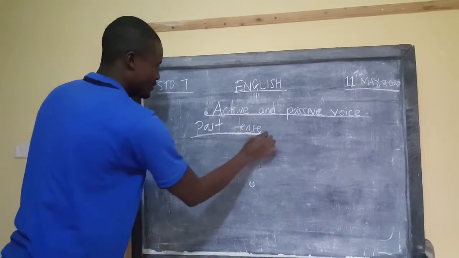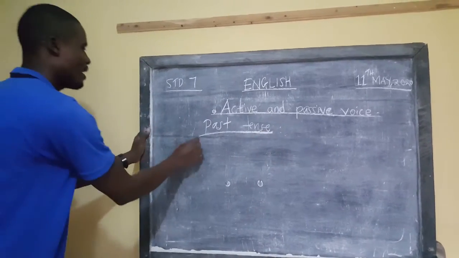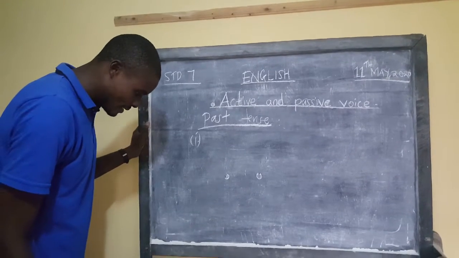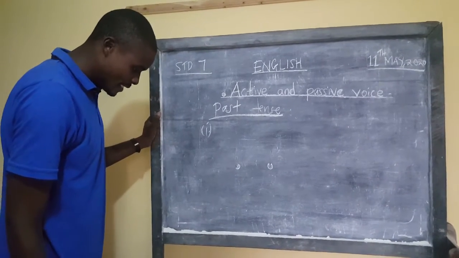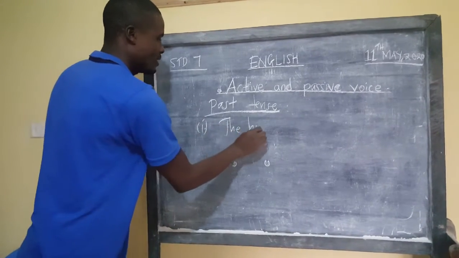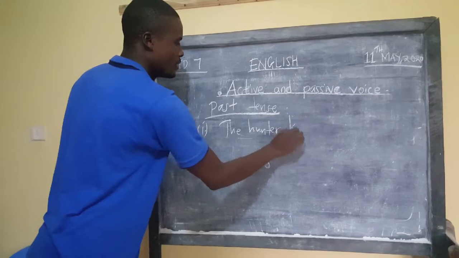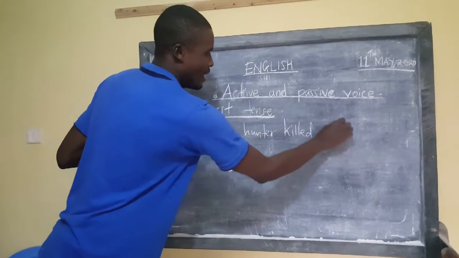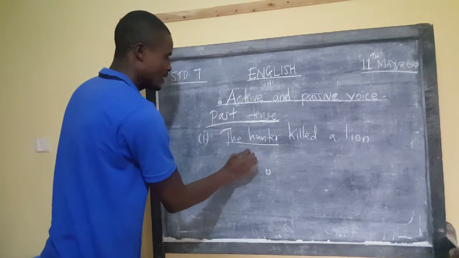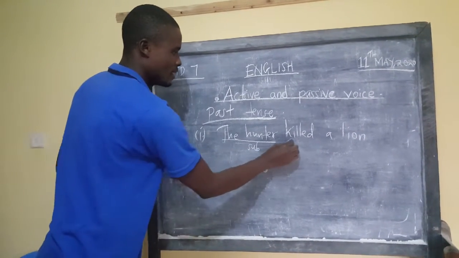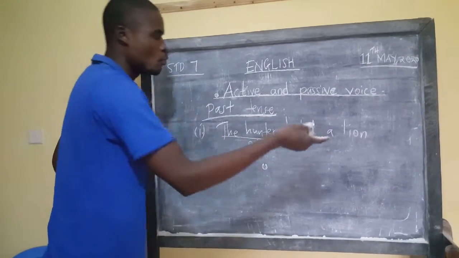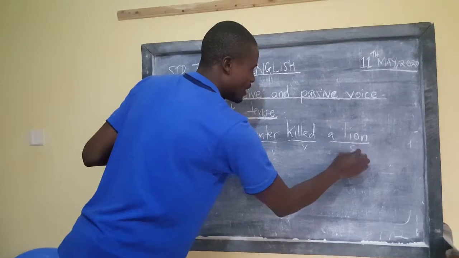The past tense. Active and passive voice in the past is the simplest. Here we'll be dealing with a sentence like, the hunter killed a lion. In this manner, we are seeing the subject. The hunter here is our subject. Killed is a verb, that is what was done. And it was done to who? To a lion. So a lion then becomes our object.